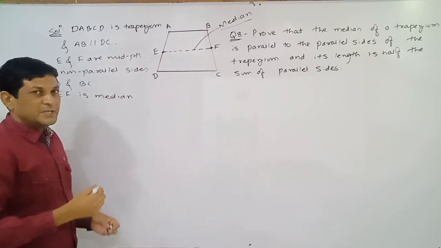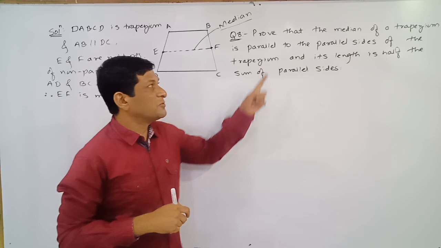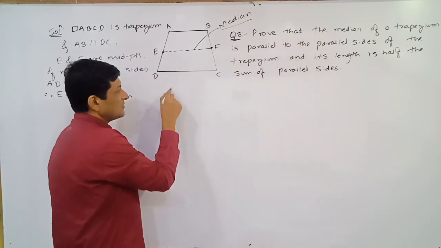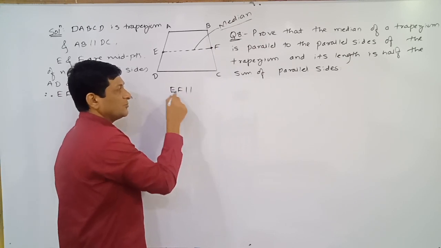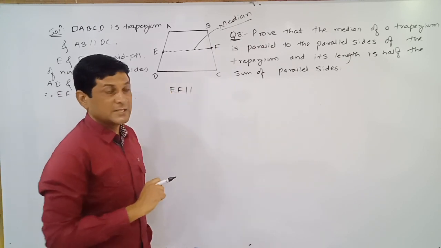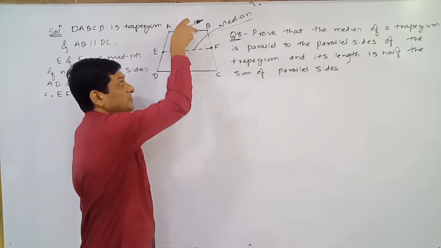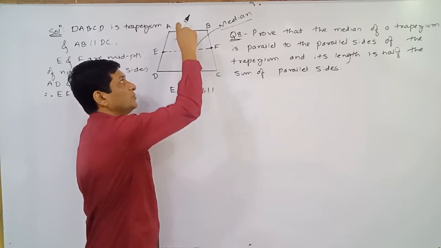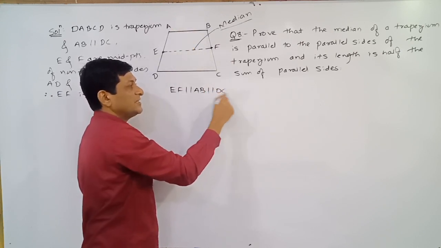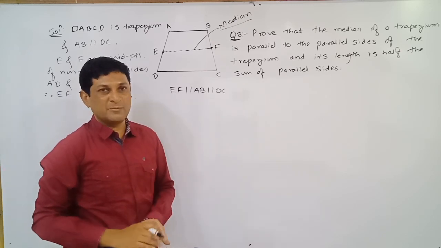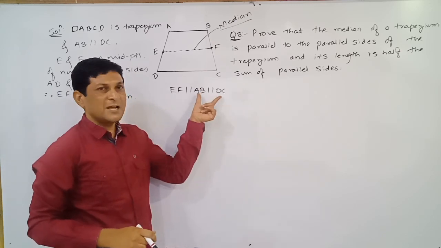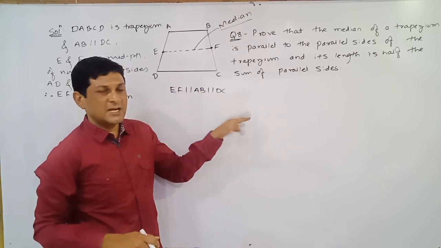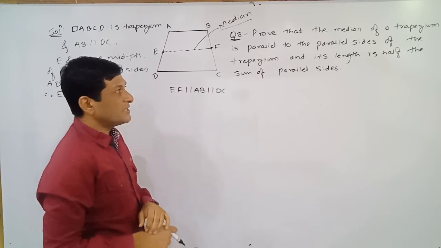Now the median is known to us. What do we have to prove? That the median of a trapezium is parallel to the parallel sides. The median is EF, and the parallel sides are AB and DC. So we have to prove that EF is parallel to AB and also EF is parallel to DC, meaning these three segments are parallel to each other. Already AB and DC are parallel. If we are able to show that EF is parallel to AB, then indirectly we can say that EF is parallel to DC also. And what is the second result?